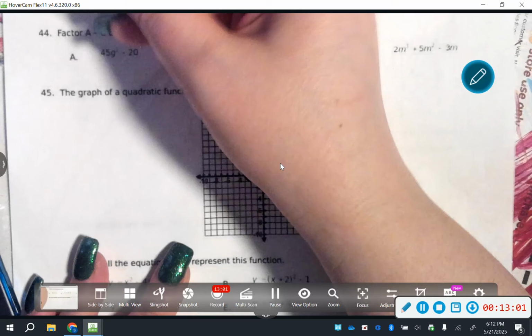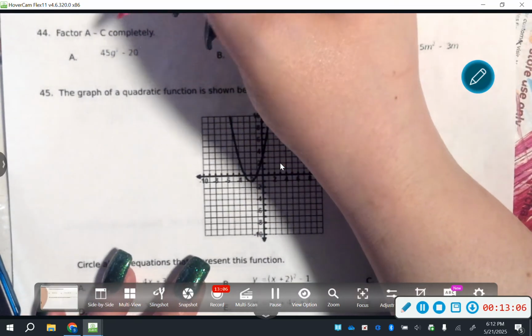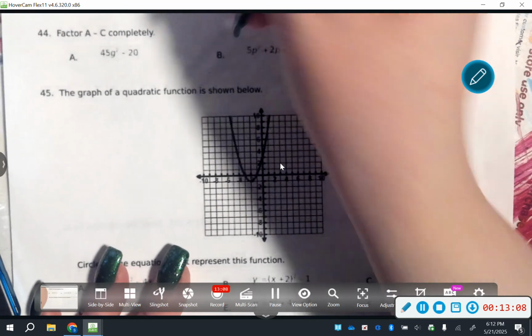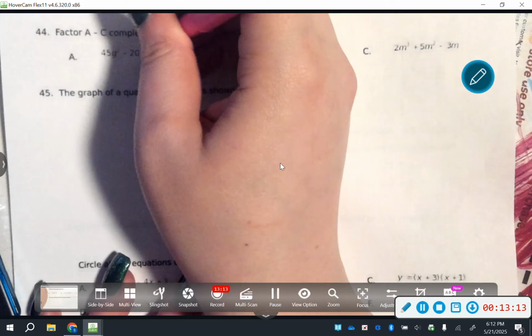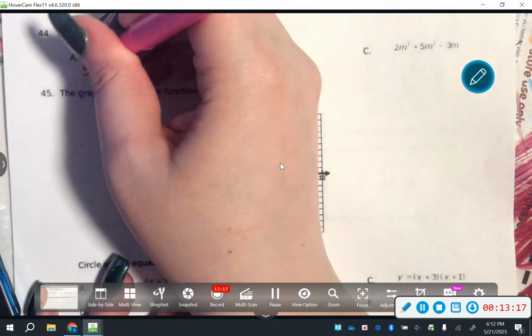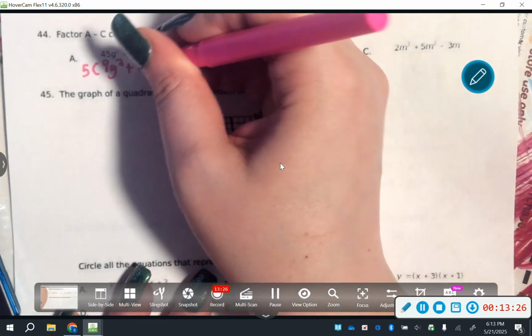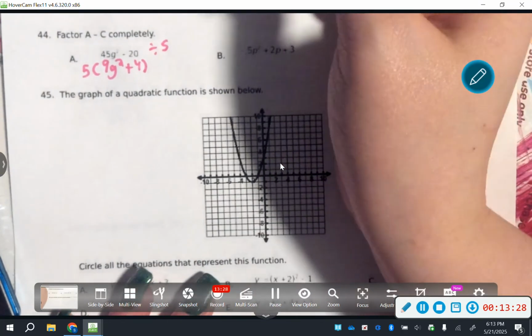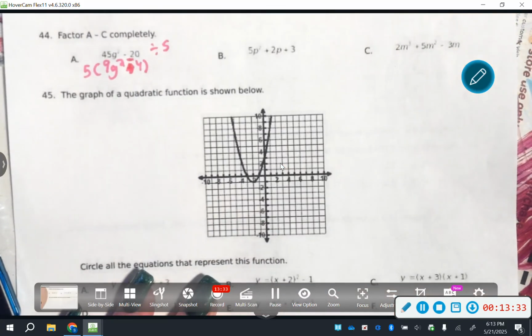Number 44 says factor completely. First thing you should always do is check for a GCF. We do have a GCF on number 44. It is 5. So we're going to divide everything by 5, because that's what our GCF is. So it's going to be 5 times (9g squared minus 4).